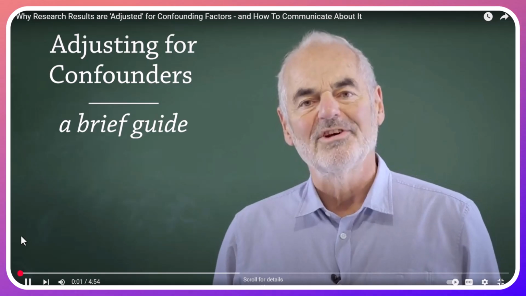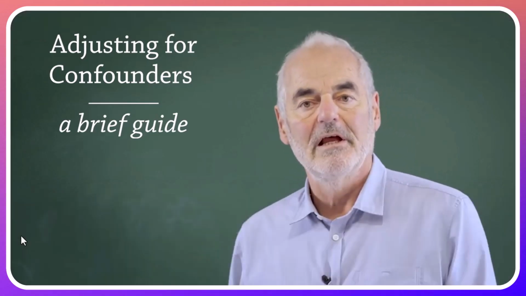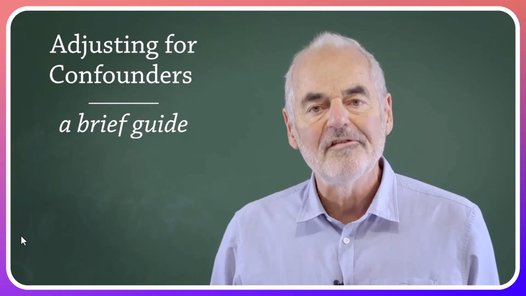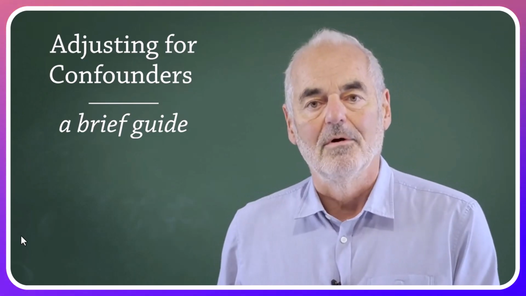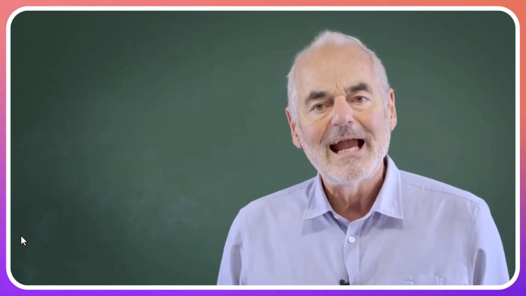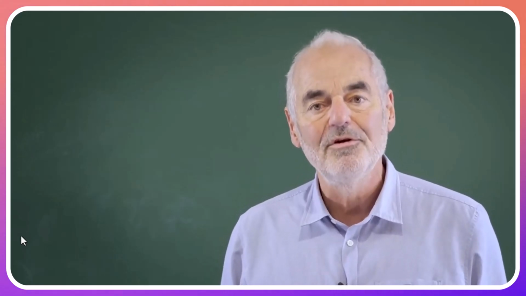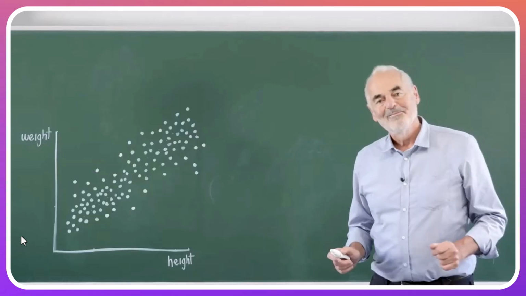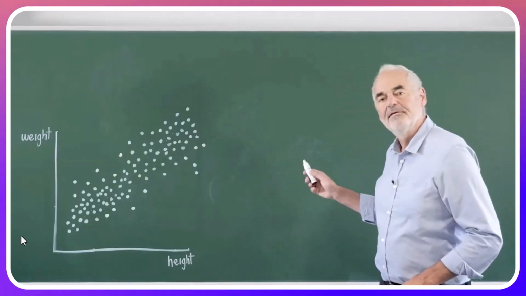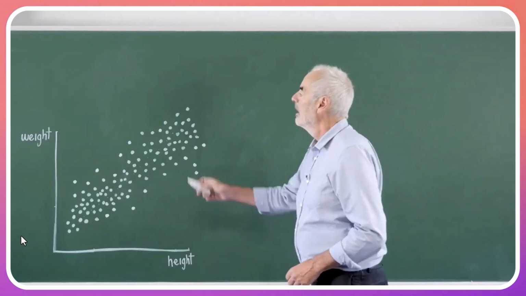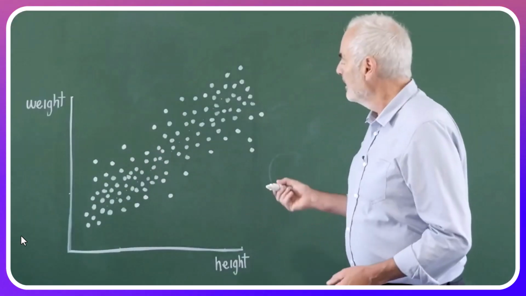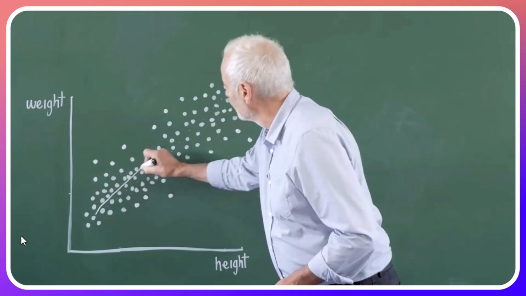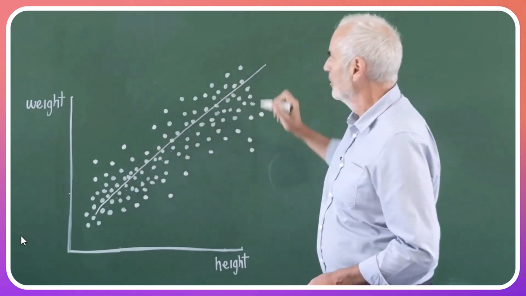Studies often report estimates of odds ratios or hazard ratios that have been adjusted for factors such as age, sex, and so on. But what does this mean? And how can we communicate it without using jargon? Well, suppose we take a group of individuals and measure their height and weight and plot them in a scatter plot like this. We can see there's actually quite a strong relationship between the two.